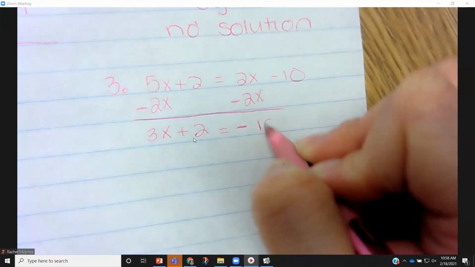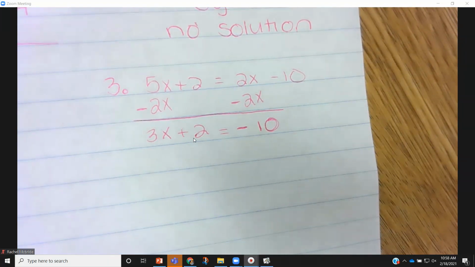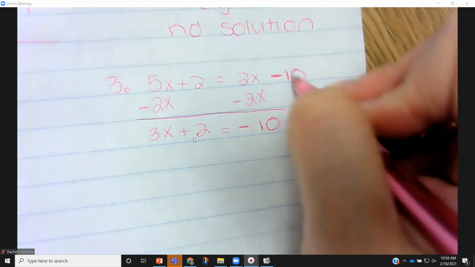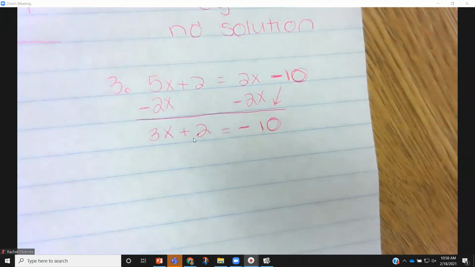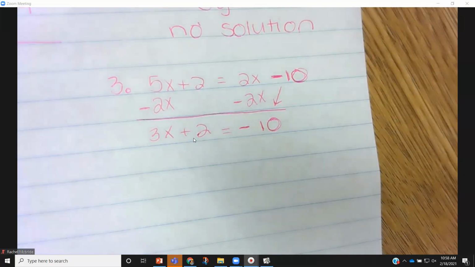Okay, be very careful, guys. When you're bringing this term down, this is a negative in front of your 10. Do not lose that negative when you bring it down, okay? What do we want to do next, Nevaeh?